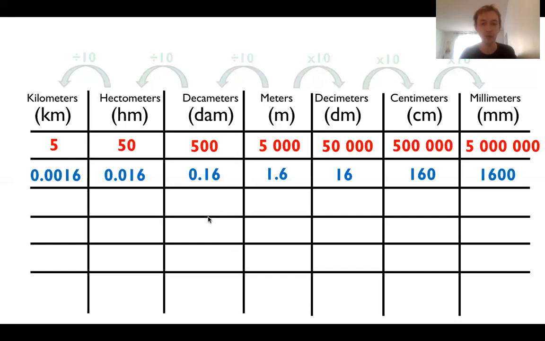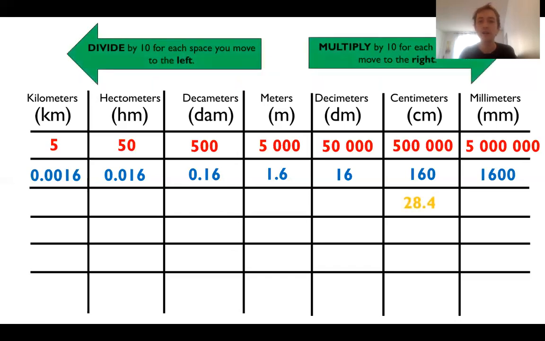Okay, a couple more. We'll do this quickly. Just remember that every time we move a space to the right, we're multiplying by 10. Every time we move a space to the left, we're dividing by 10 when we convert. So if I give you 28.4 centimeters, that is 284 millimeters. And I'll just fill this out quickly. You can pause it if you want to try this yourself.